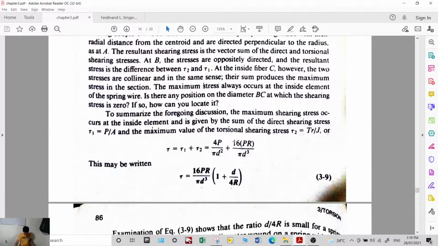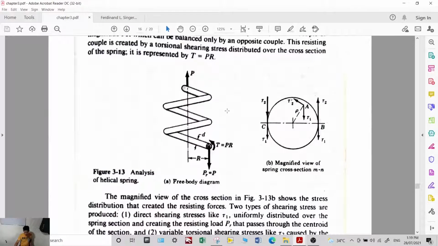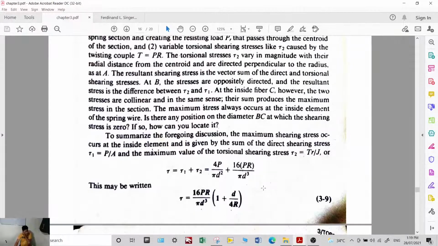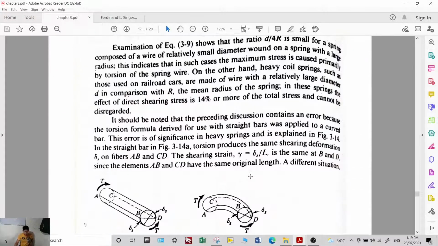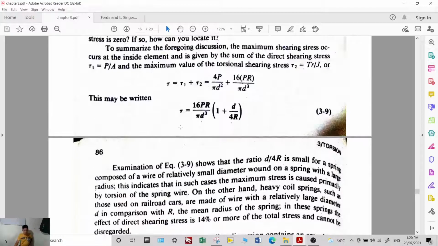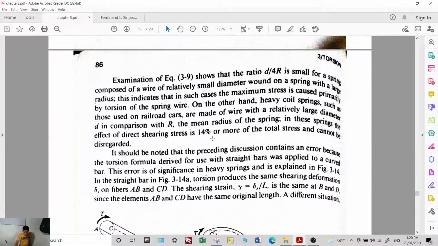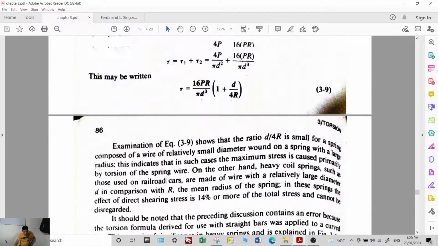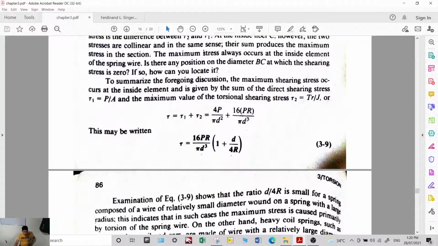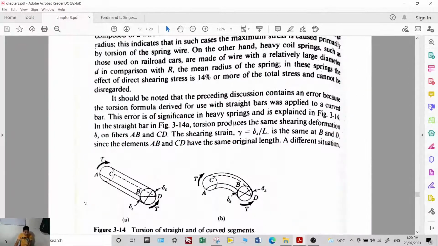So this is your equation for the shearing stress experienced by the spring. It should be noted that the preceding discussion contains error, because the torsion formula was derived for a straight bar. But your spring is curved.